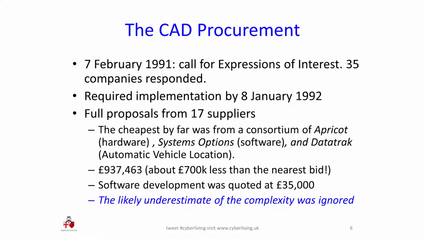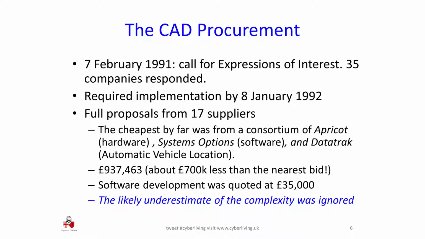They got full proposals from 17 suppliers, and the cheapest was, as you can see, from Apricot, Systems Options, and DataTrack with their various responsibilities. Apricot was a hardware reseller, a subsidiary of Mitsubishi. And the bid was for just under £1 million, and it was £700,000 cheaper than the next most expensive bid. Systems Options estimated the software at £35,000.